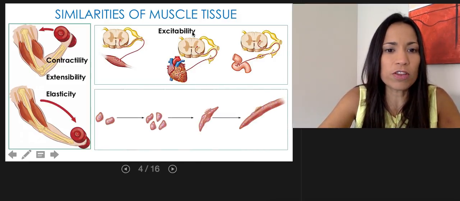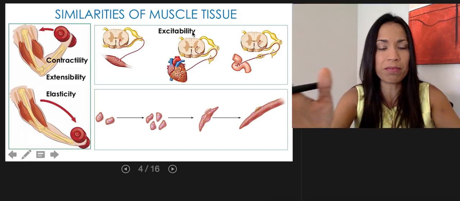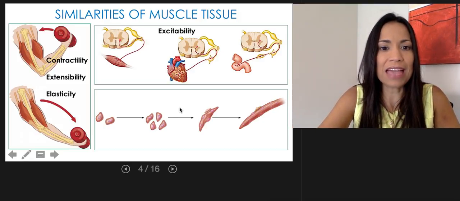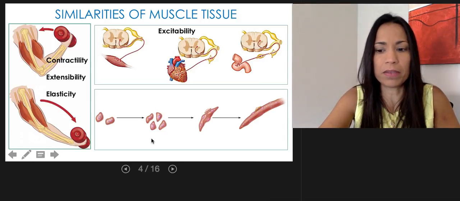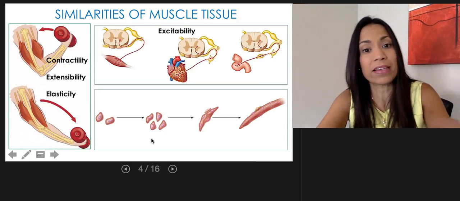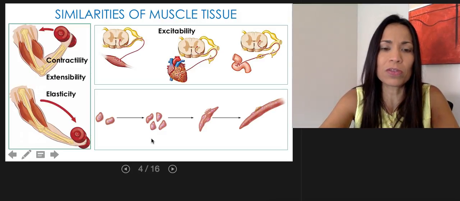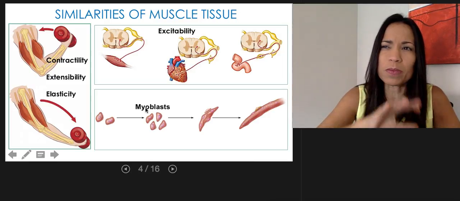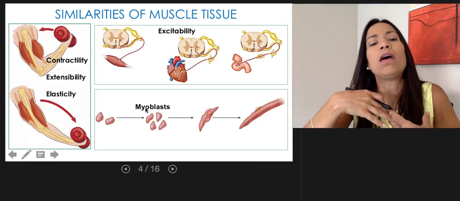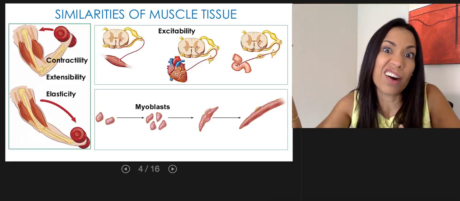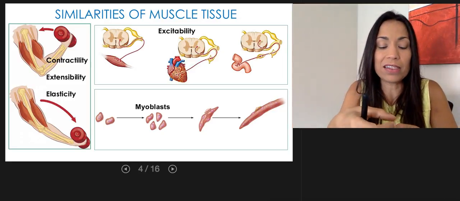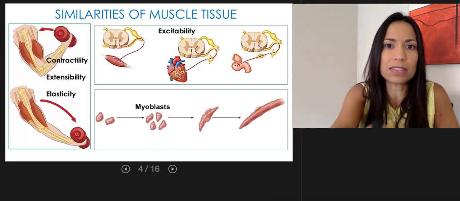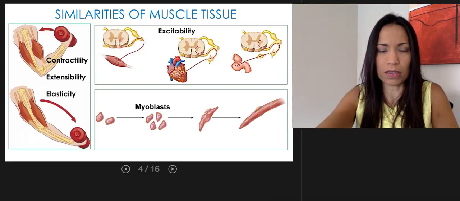Now, another common thing that all of them have is that they all come from the same mummy. And the stem cell, the mother cell that gave rise to all of these types of muscles is the myoblast. And myoblasts are cells present in the embryo when we were, again, ugly fetuses. These cells become or differentiate into the skeletal, cardiac, and smooth muscle cells.